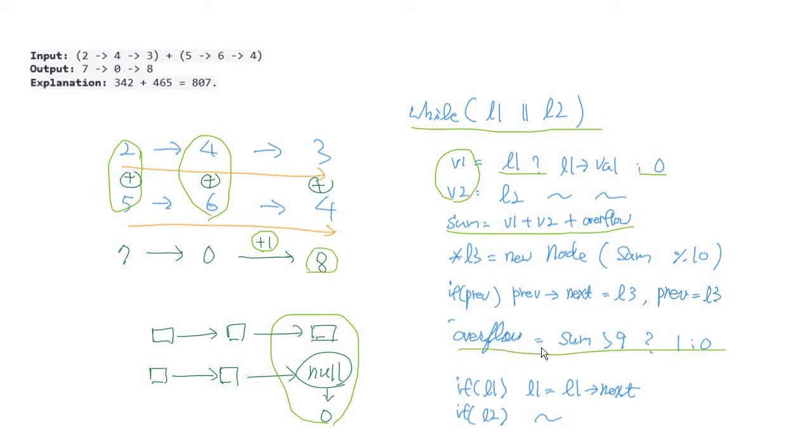Overflow is calculated at the previous calculation. If the sum is bigger than 9, overflow is 1. In other cases, the overflow is set to 0. And then we have to move the pointer to the next node, only if the pointer value is valid.